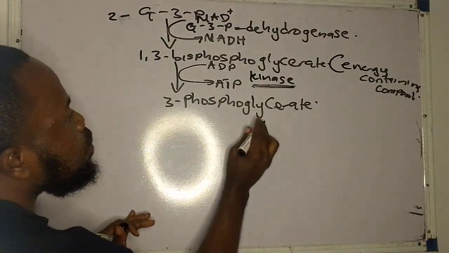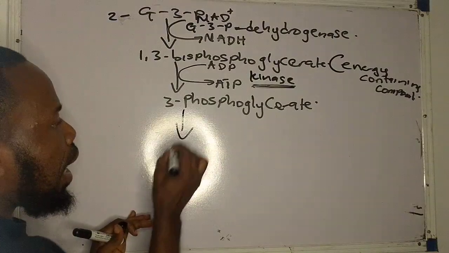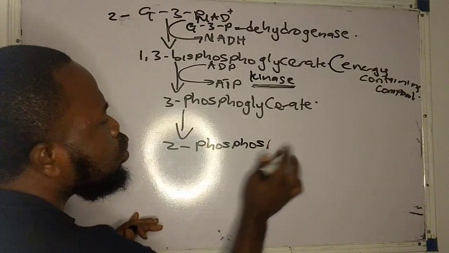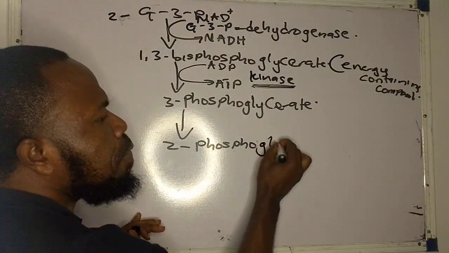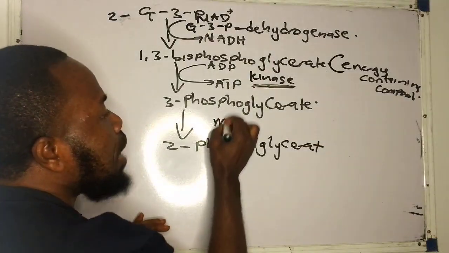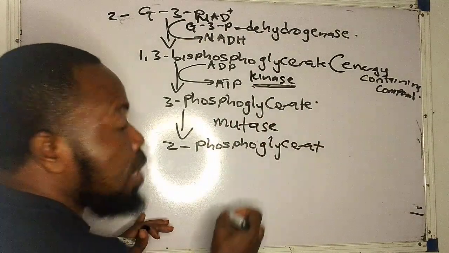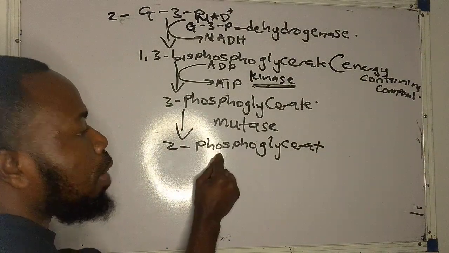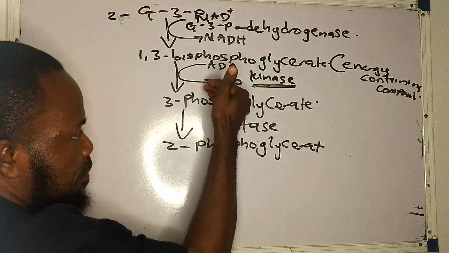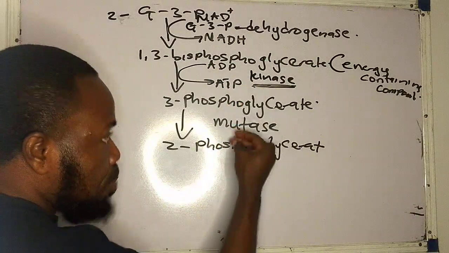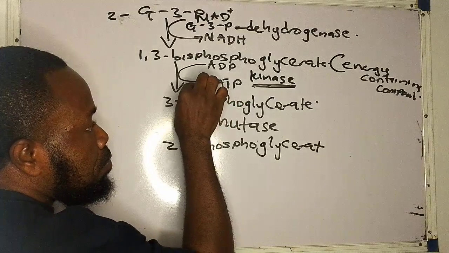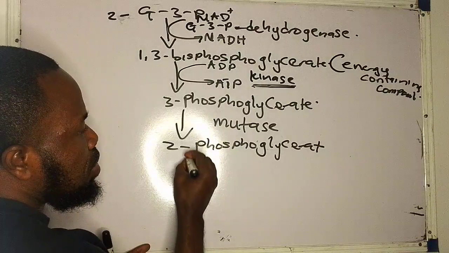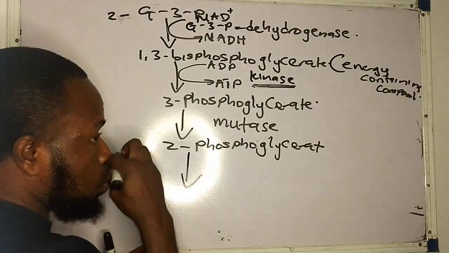Now from 3-phosphoglycerate we now have what, we now have 2-phosphoglycerate. Now nothing specific is happening in this particular step, and the enzyme that does this reaction is a mutase. What does it do? A mutase just carries the phosphate group in carbon number 3 to carbon number 2. From here to here is just a mutase carrying this phosphate group from carbon number 3 to carbon number 2.